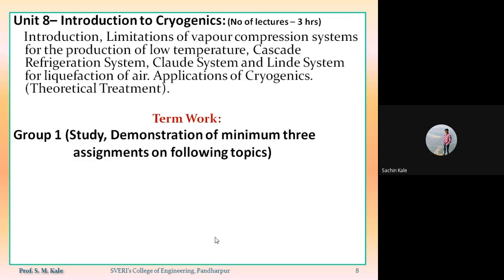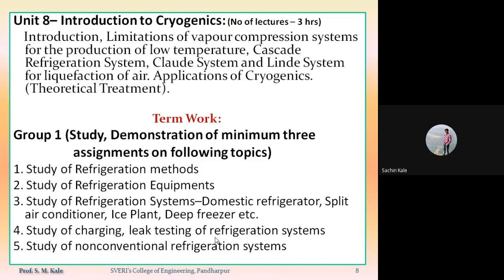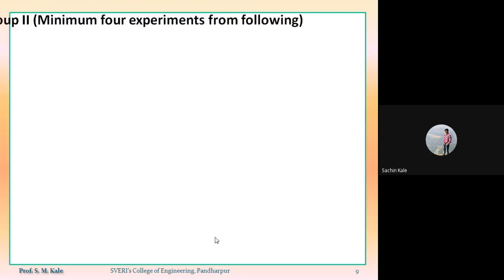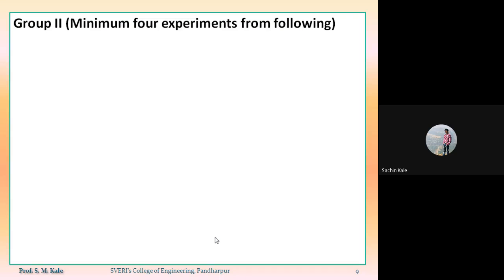So there are total 5 topics they have given. We have to study as well as demonstrate, or we have to study related to that. Out of those 5 topics, minimum 3 topics, and the names of topics are nothing but these 5 topics. Then whatever group second is there, group second is performance type of experiment.